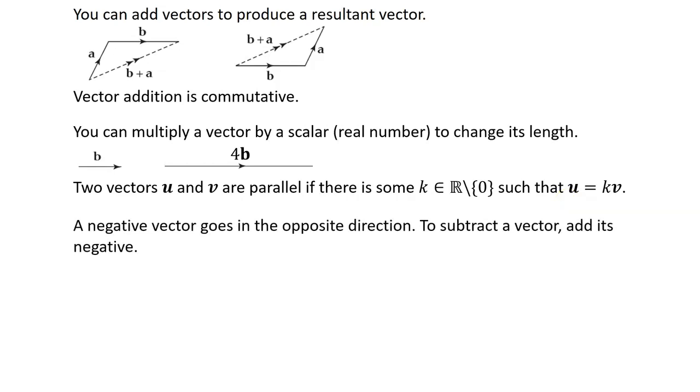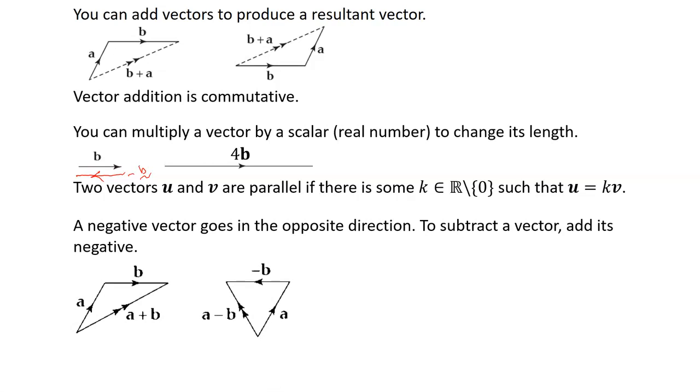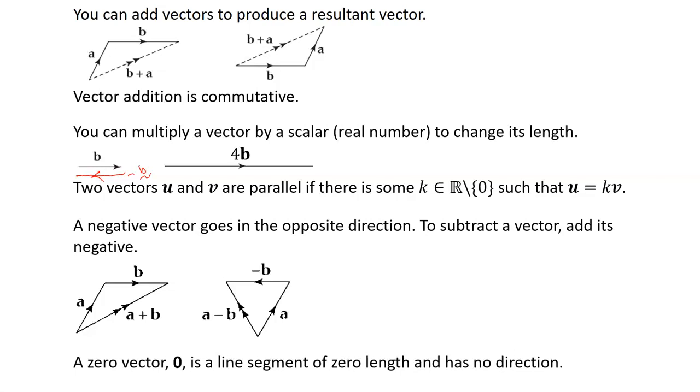So a negative vector goes in the opposite direction. So if I were to multiply by a scalar of -1, for example for b, that would just be this. So this is the vector -b. The way we subtract vectors is just by adding their negative. For example here. Okay, and finally in this section, a 0 vector, 0, that's bold 0 there, is a line segment of 0 length and has no direction.